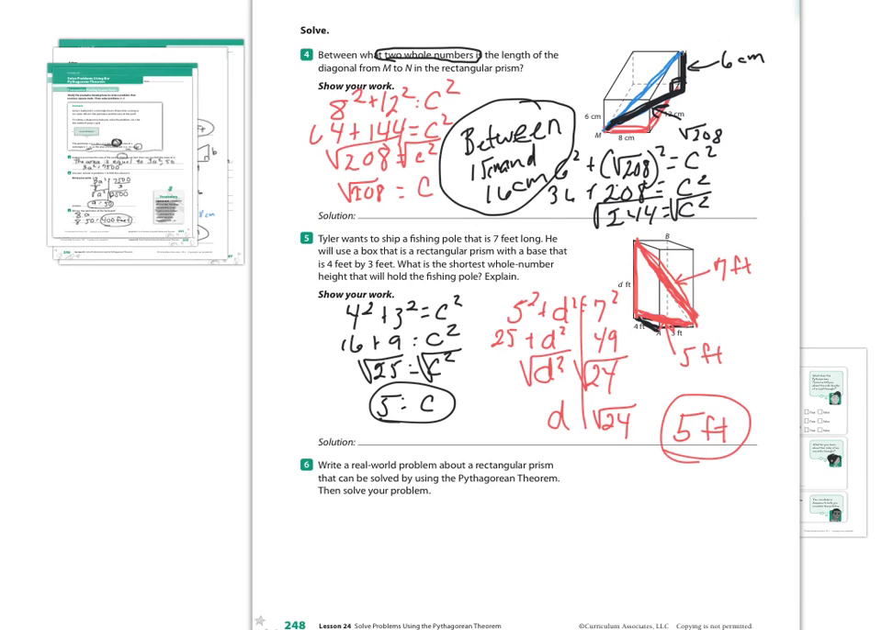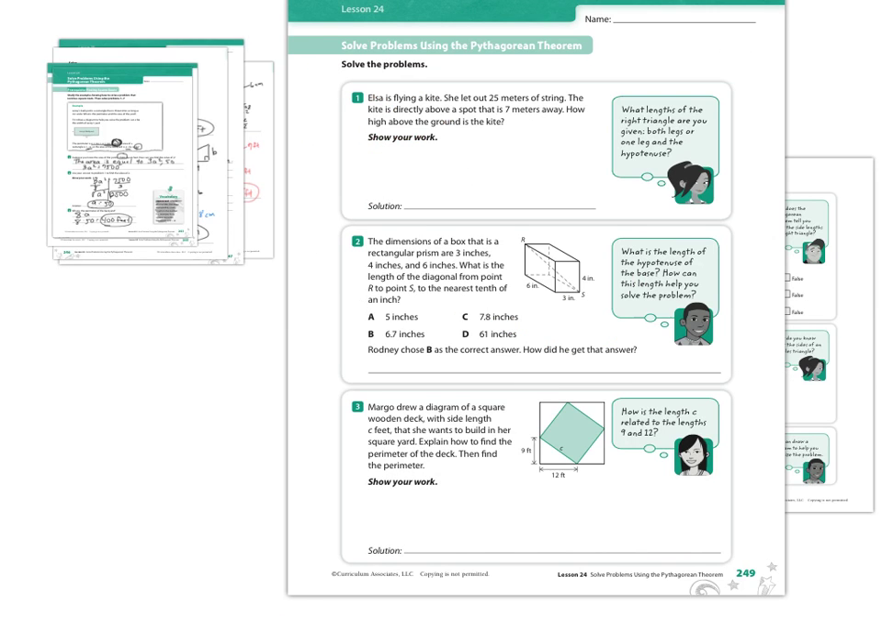Okay, you are going to skip number 6. That's a Mr. Knoll bonus for you. You're going to skip to number 6 and move on to the next page. You're going to complete pages 249 and 250 for homework tonight, or finish it up in class, whichever you're able to do. I'll quickly, as you're going through this, give you some hints as to how to solve some of these.